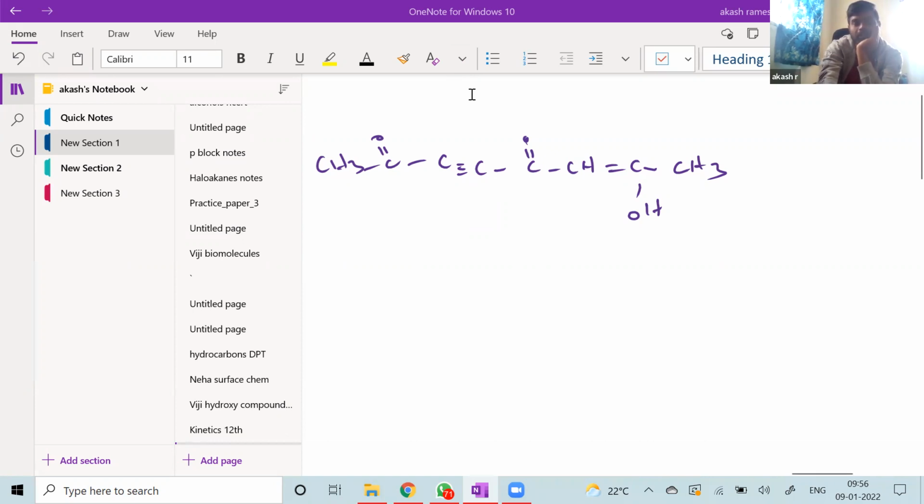7-hydroxy oct 3-ine 2,5 dione. Okay. See, the AN should not come, right? Oct is okay. 3-ine is also okay. And we have this also, right? Double bond is also there. Triple bond is also there. So a little modification has to be done to the name which you have given.